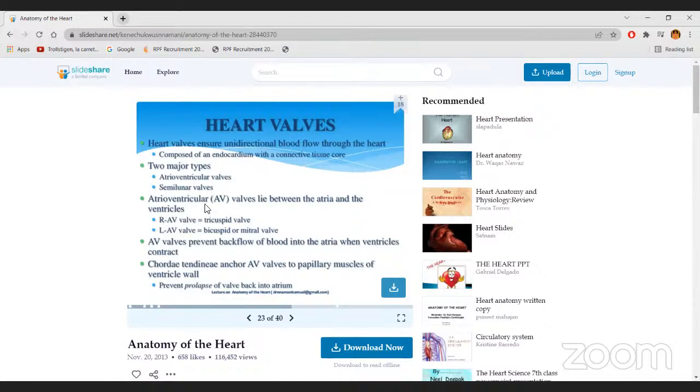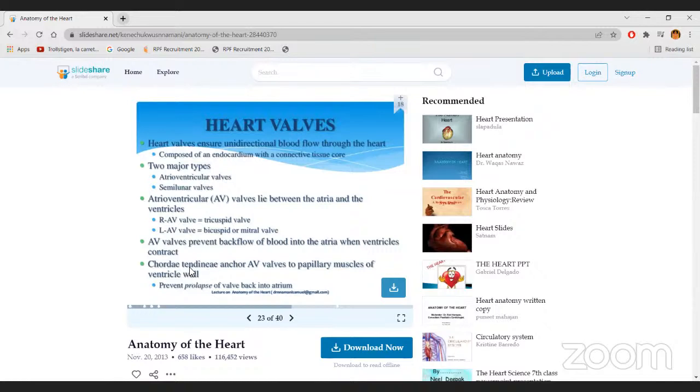The atrioventricular valves, AV valves, lie between the atria and the ventricles. The right AV valve is the tricuspid valve, and the left AV valve is the bicuspid or mitral valve. AV valves prevent backflow of blood into the atria when the ventricles contract. This is very important because one side pumps deoxygenated blood and the other side pumps oxygenated blood, so the valves prevent backflow when the ventricles contract.